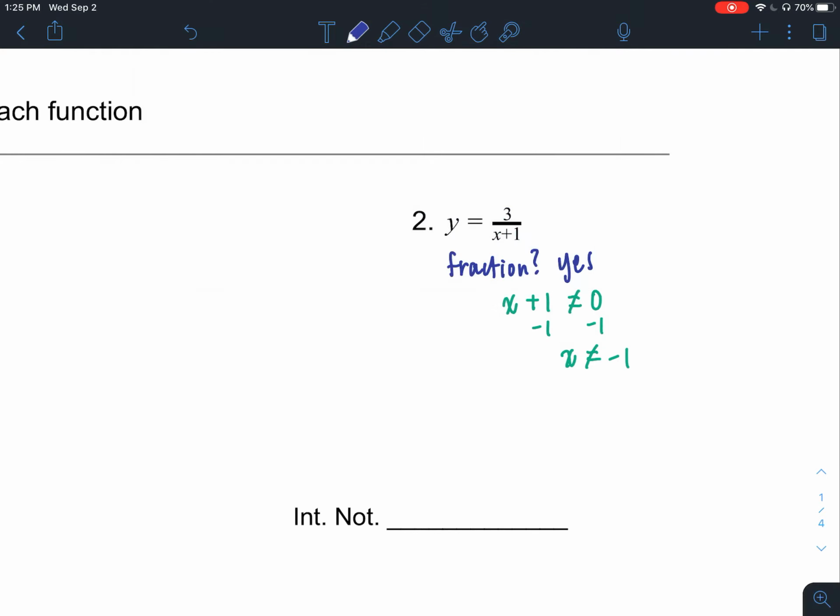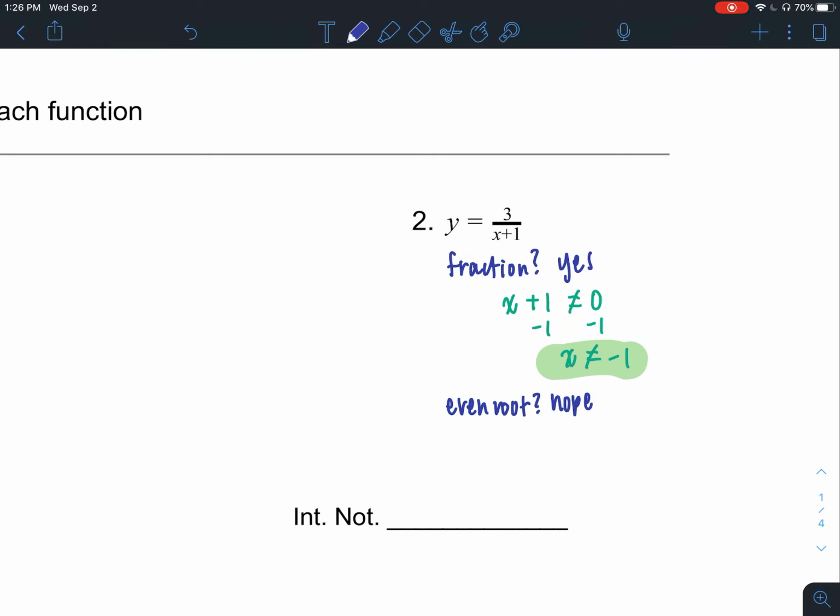All right, I have to ask myself another question. We're going to save this for later. Do I have an even root? There's not even a square root in there or any kind of root, so nope.